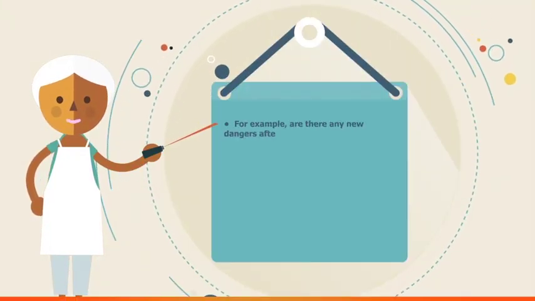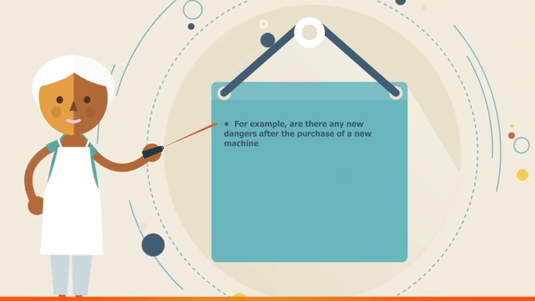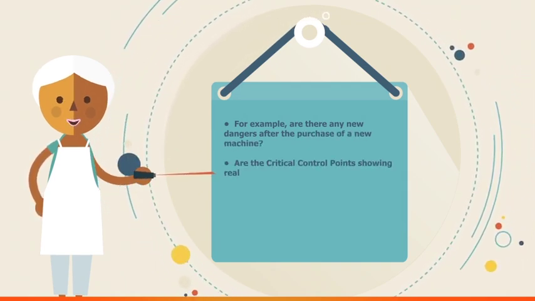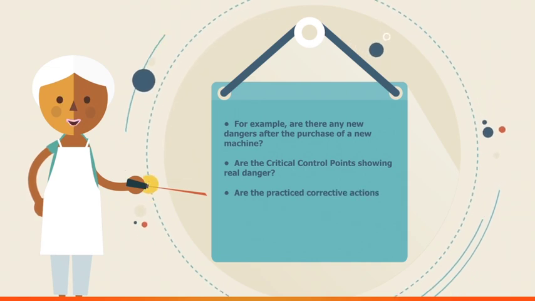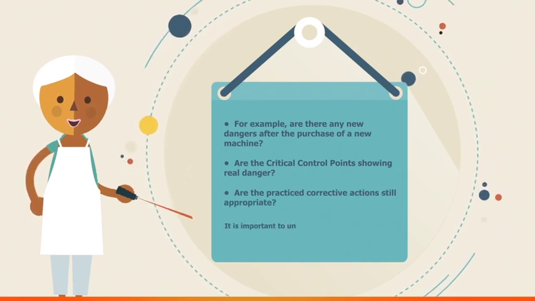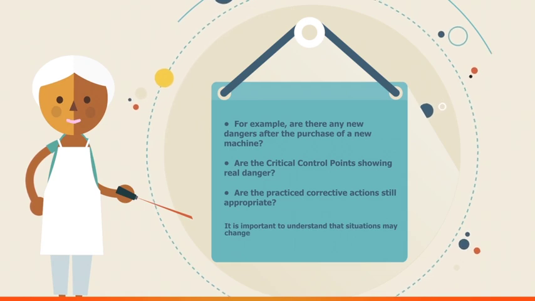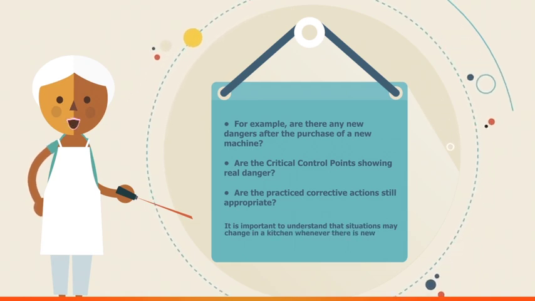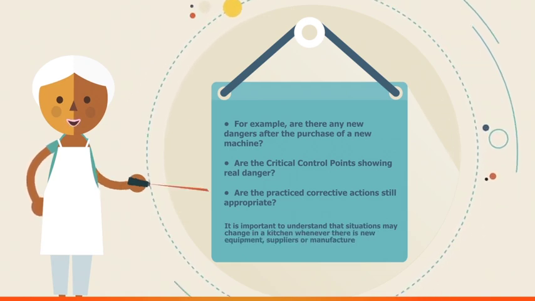For example, are there any new dangers after the purchase of a new machine? Are the critical control points showing real danger? Are the practiced corrective actions still appropriate? It is important to understand that situations may change in a kitchen whenever there is new equipment, suppliers or manufacturers.